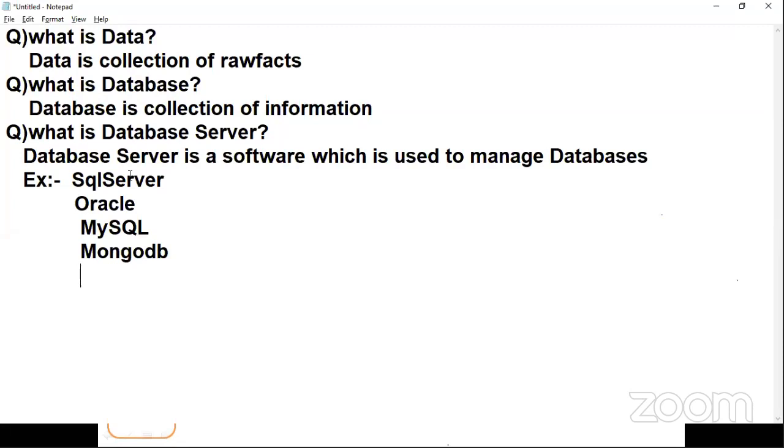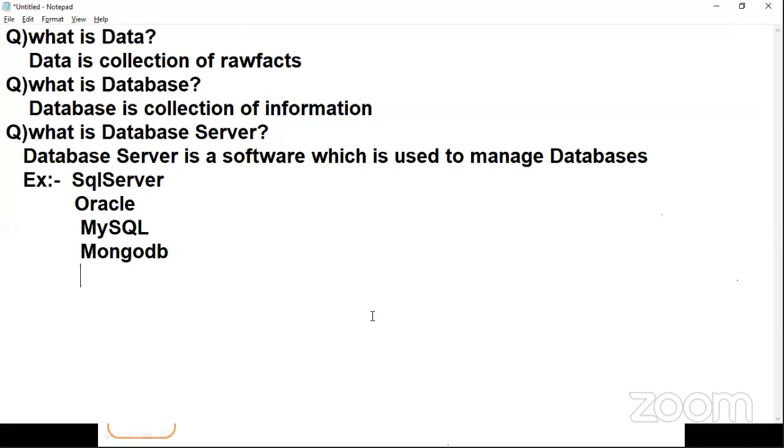Did you understand? It is a software which is used to manage what? Databases. So why is this database required? If you take ICICI Bank, it will have a lot of customers, some millions of customers. All these customers' information is stored in where? Database.